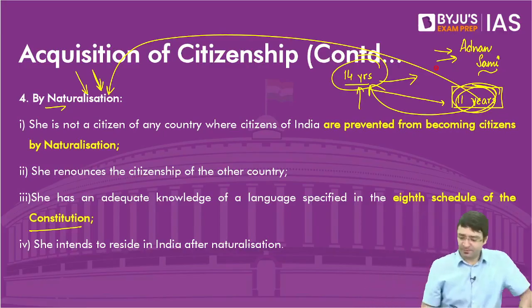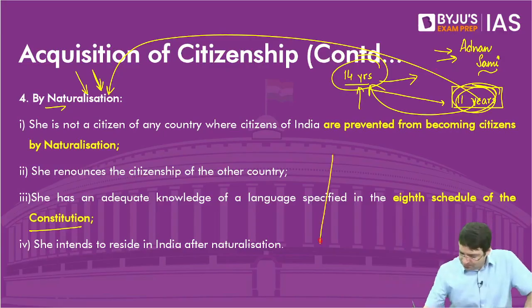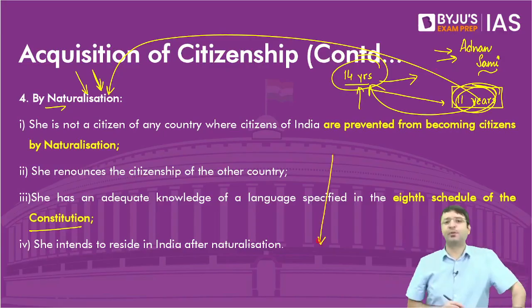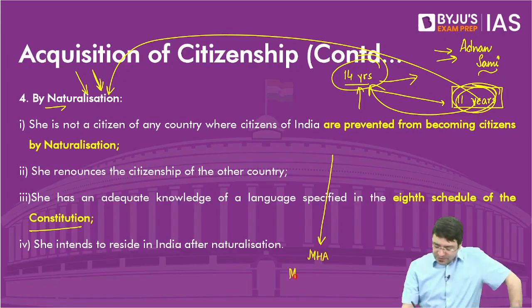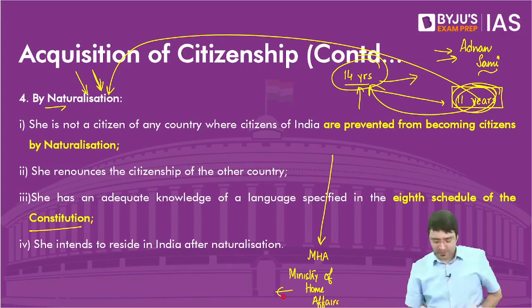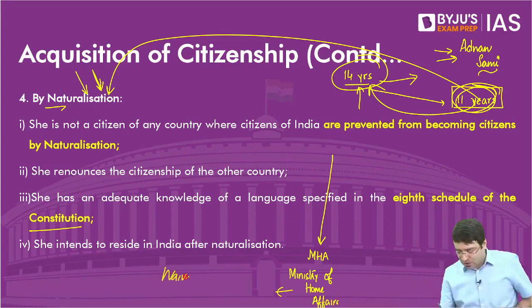What is the exception? In all matters related to citizenship, there is one ministry which is responsible, and that ministry is the MHA, Ministry of Home Affairs. So the Ministry of Home Affairs is the ministry responsible for all the citizenship matters. And what MHA can do, it can waive off.